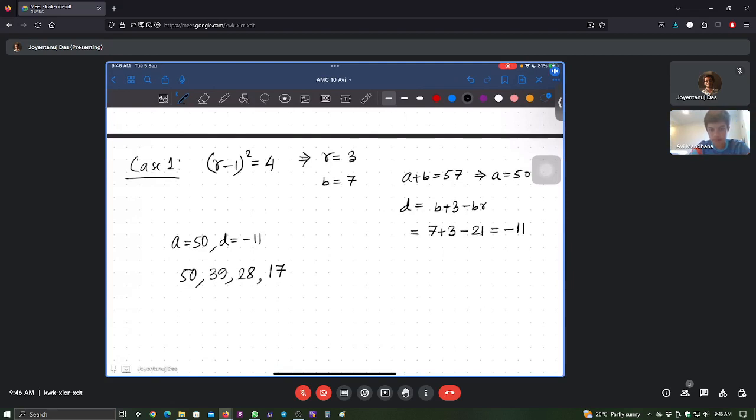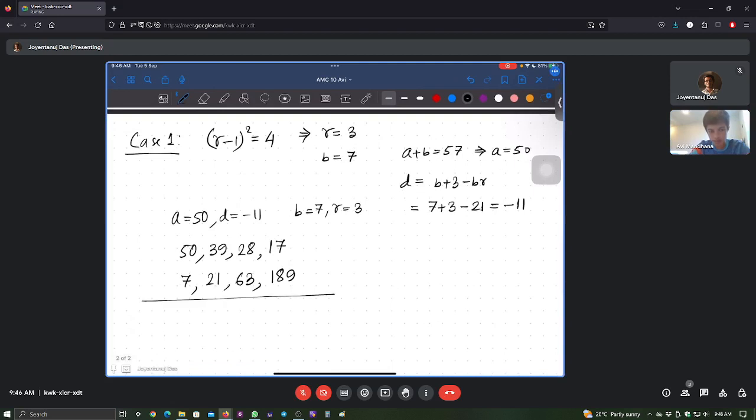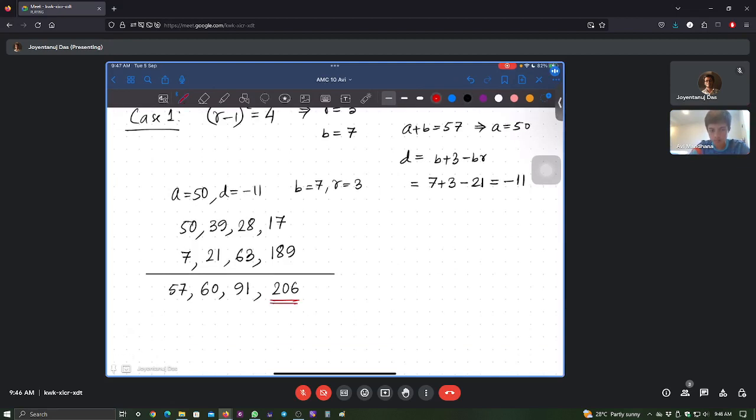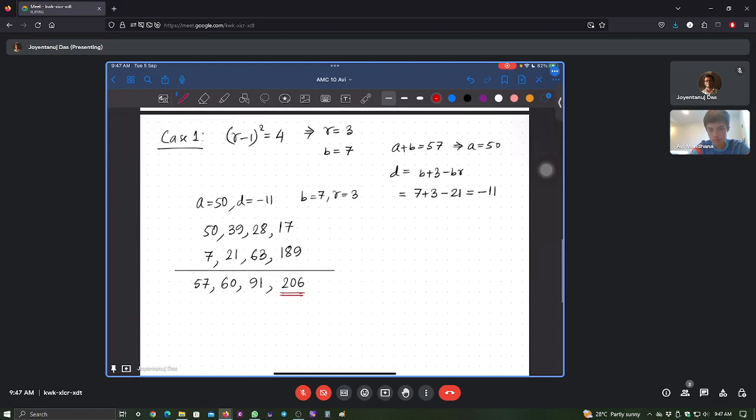The first term is b, so it is 7 and r is 3: 7, 21, 63, 189. Now I have to check whether it is working or not. So we were adding them. 57, that is correct. 60, 39? 60, then 91, and 206. So hopefully this will work. So this is working. This is our answer. But let us check case 2. What happens to that one?